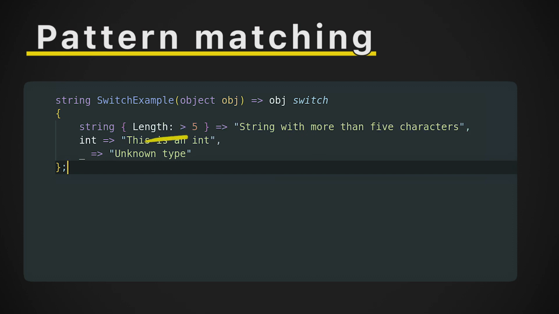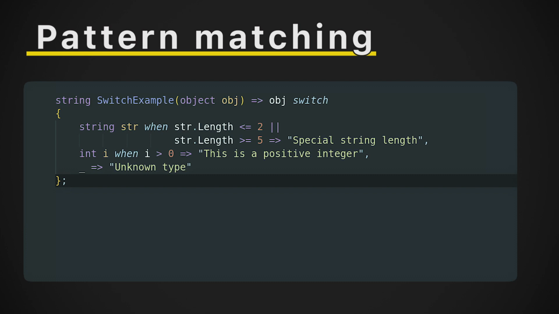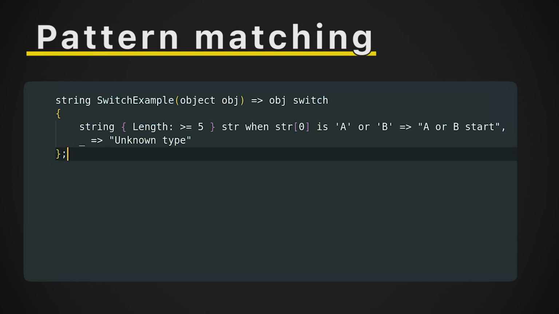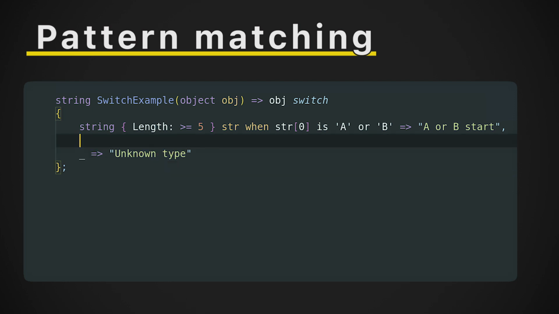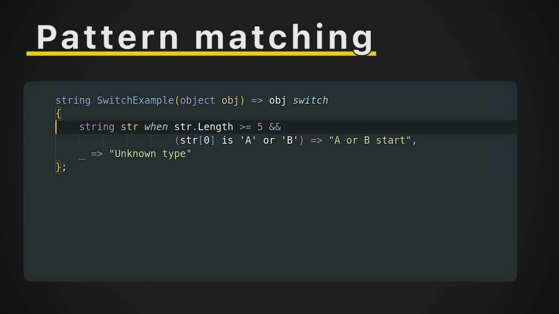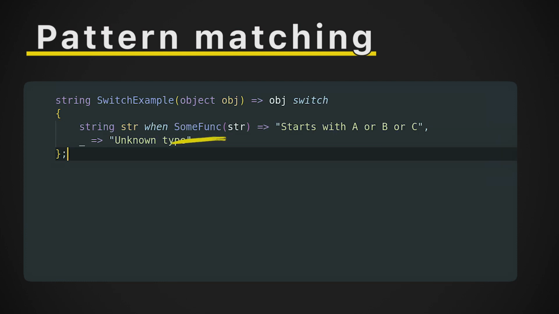In the type switch we can also use the property decomposition. For example, a string has the Length property. We can use logical as well as relational pattern matching. With the when keyword we can use multiple statements as well. Let's remove the integer i case for clarity. It is possible to mix the property decomposition, the when statement, and logical patterns, but it is less clear than just a pure when statement. And of course, it's convenient to use some function in the when statement.